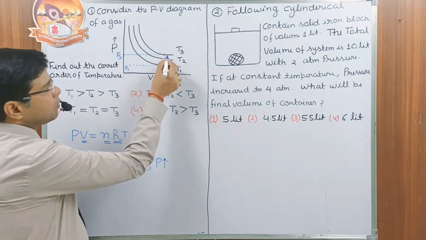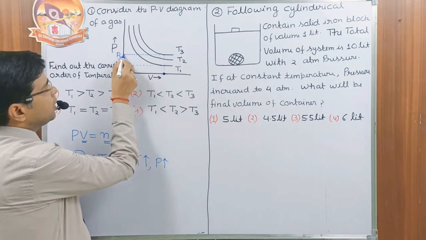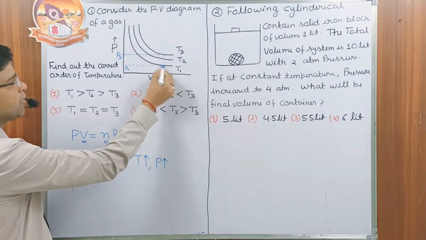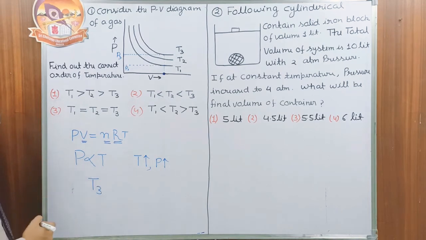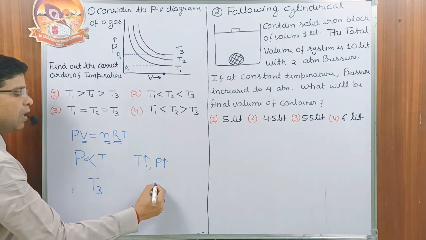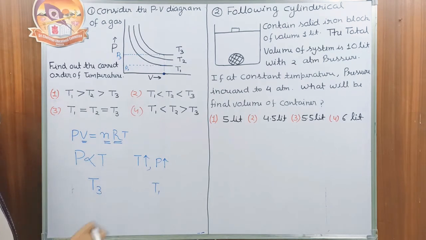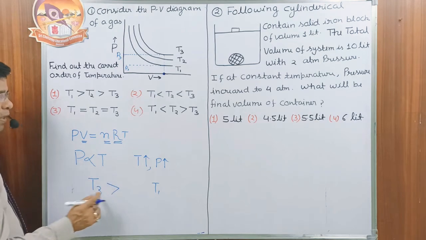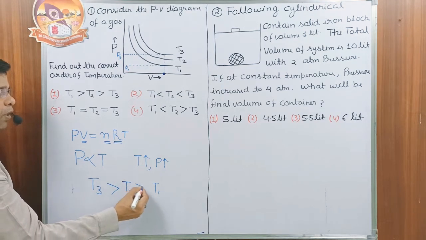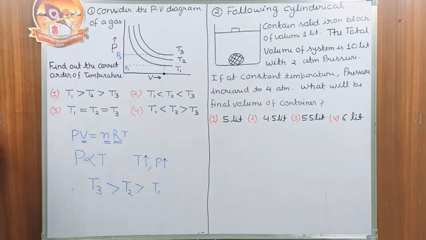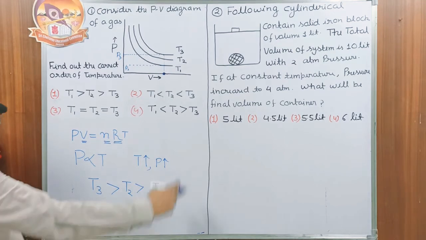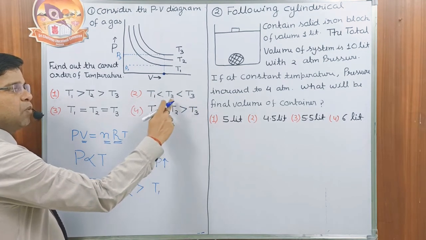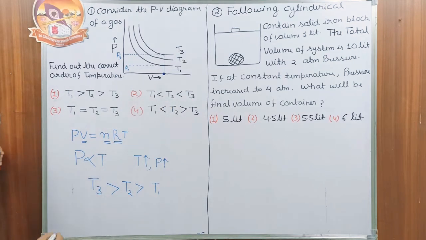Now look at the graph again. At temperature T3 we have the higher pressure, and at temperature T1 we have the lower pressure. That means T3 has to be the highest temperature and T1 the lowest. So what is the correct order? T3 is more than T2, and T2 is more than T1. We have to find the option where T3 > T2 > T1, and that is given in option number 2. The correct answer of this question is option number 2.